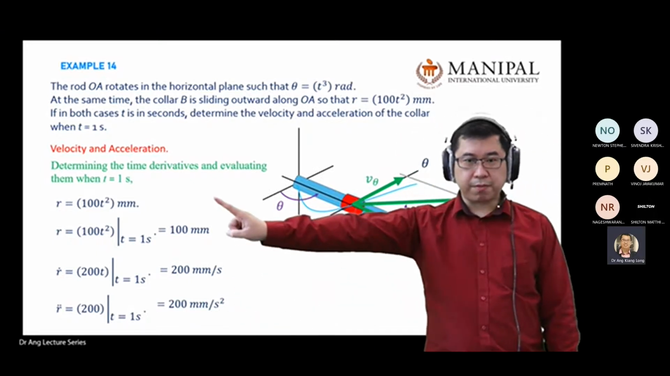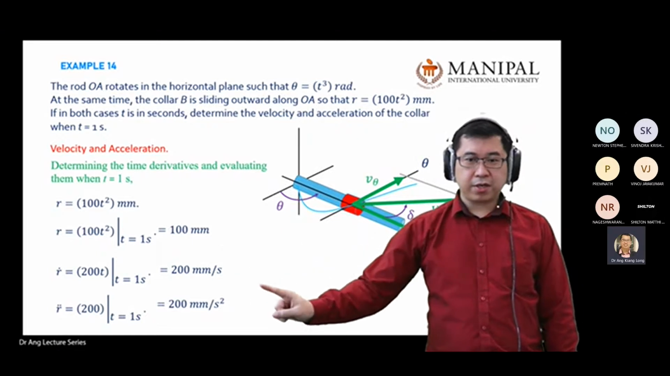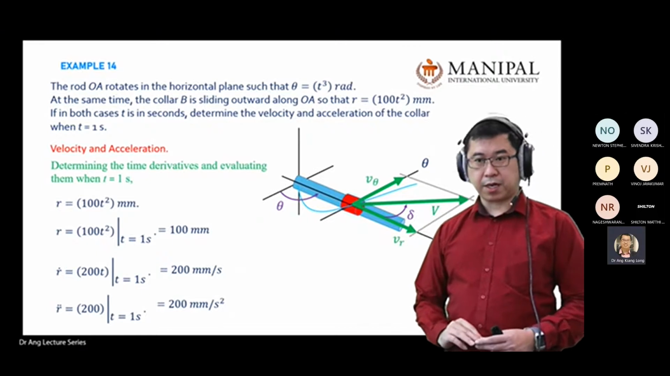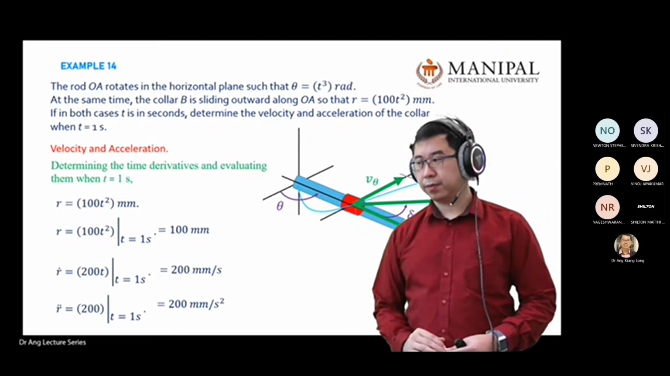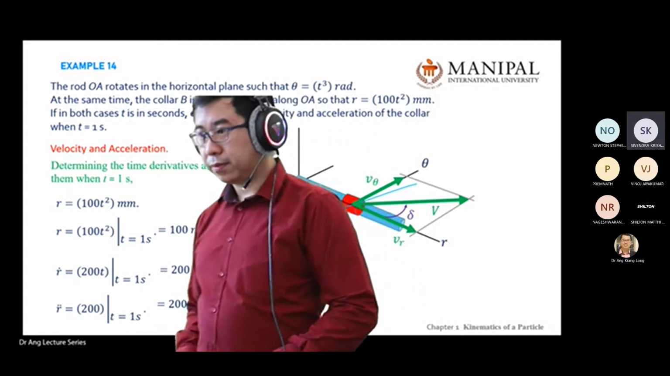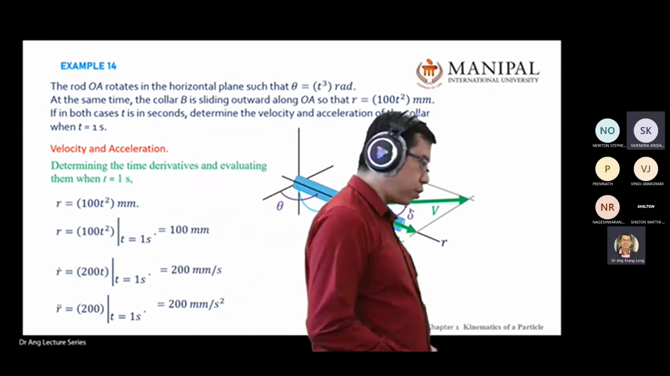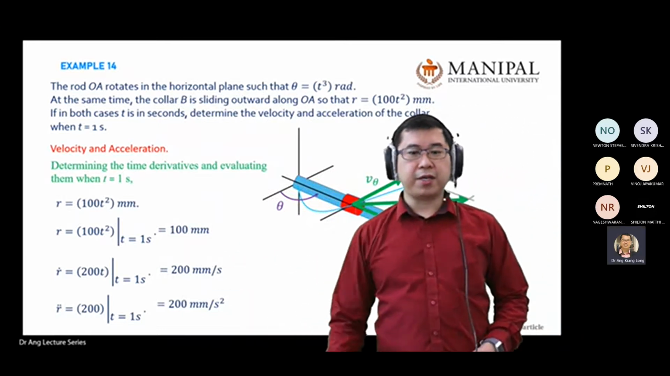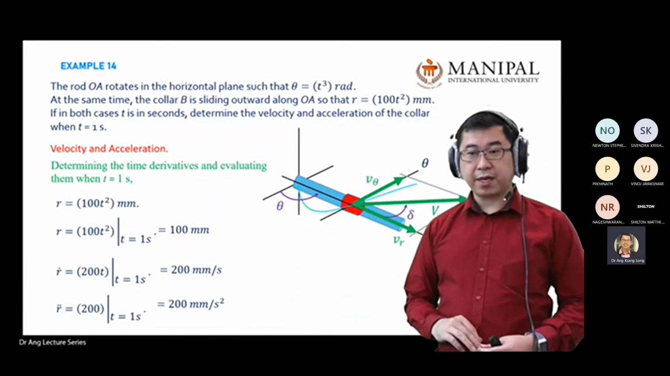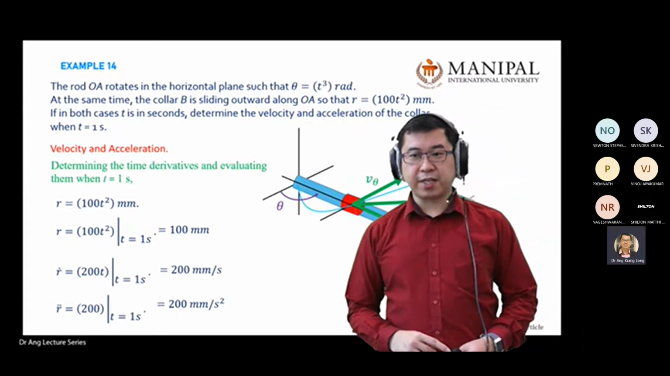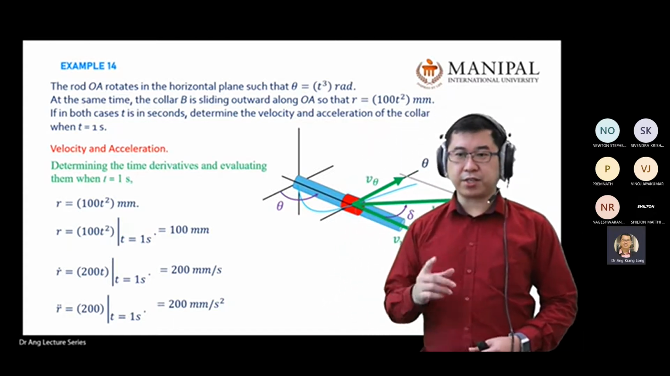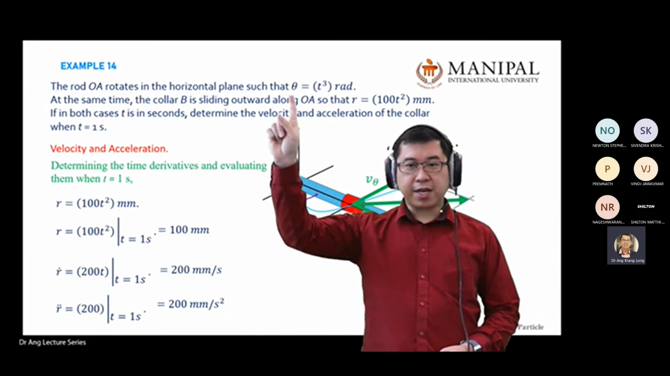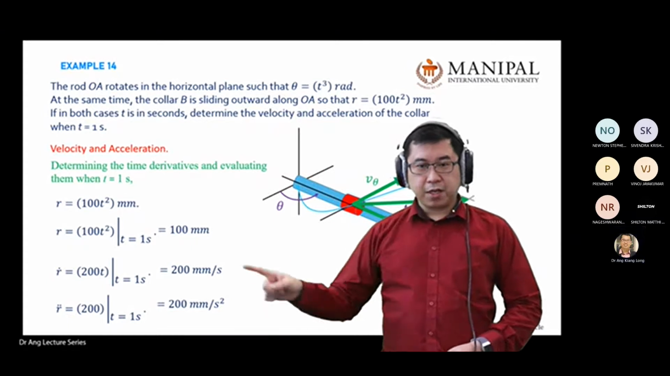Any question from R to R dot, R double dot? Any question? No, sir. You should be able to see the reason why we find R dot and R double dot. There's a reason there, because for your velocity vector equation and acceleration vector equation, you need to use the r dot, r double dot, and theta dot and theta double dot.